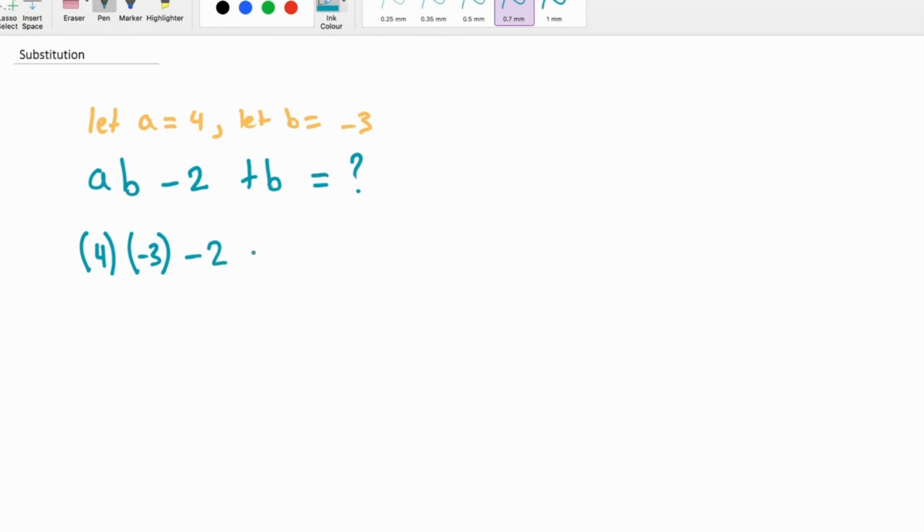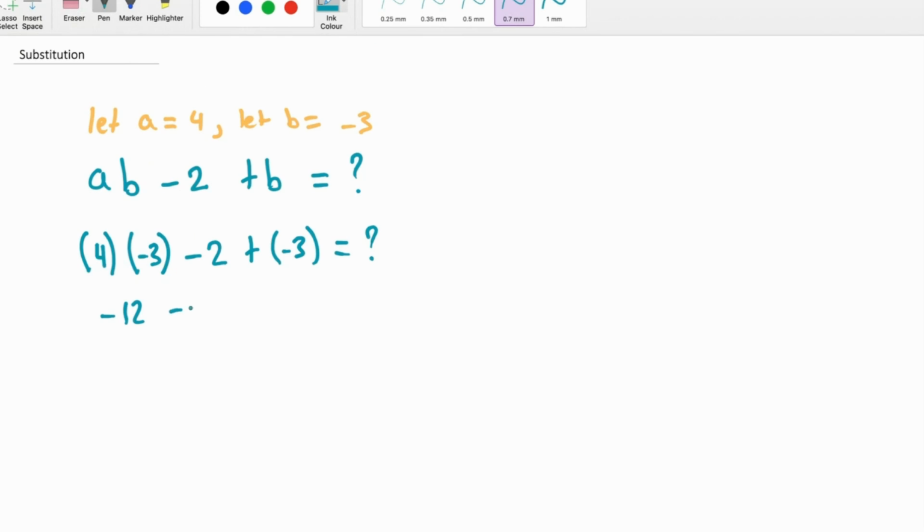Minus 2 plus, and what is B again? B is negative 3. We're going to put that in brackets. Equals question mark. Okay, now we've filled out all those unknown variables with its associated numbers. Now let's go ahead and solve this. 4 in brackets, and next to it in another set of brackets, negative 3. So essentially, 4 times negative 3. That equals negative 12.